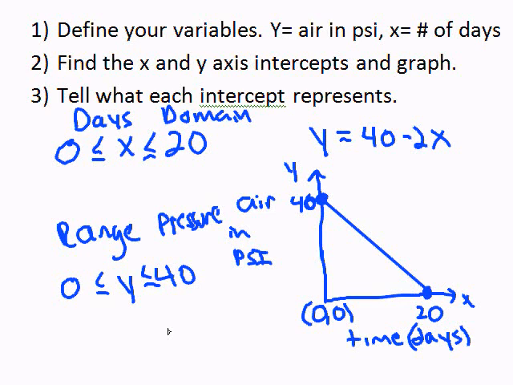Notice when we write the domain and range, we always go from least to greatest. So even though the tire pressure started off at 40 and went down to 0, when we write the range, we list the 0 first since it's the least number, and we go to 40 psi, which was the greatest amount of pressure our tire had.